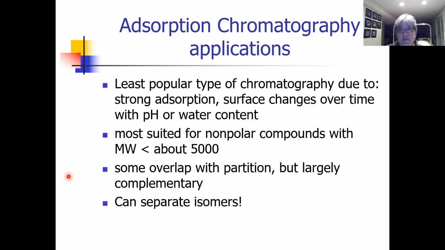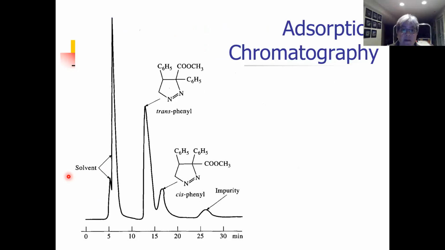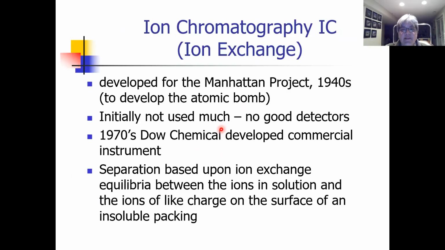One thing that adsorption can do that's quite important is it can separate isomers. Okay, these are compounds that chemically have the same structure, but there's a difference in rotation. And these are very hard separations to do. So one way that you can sometimes do this is using adsorption chromatography. Okay, so that's it for that.